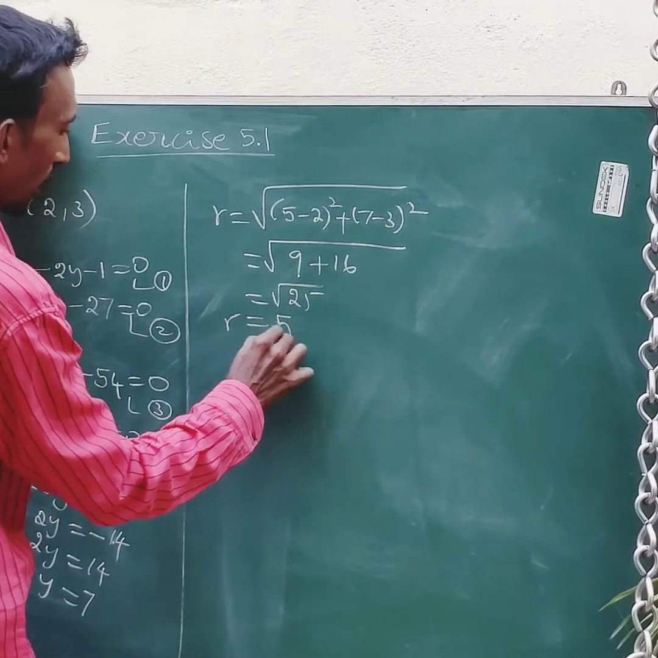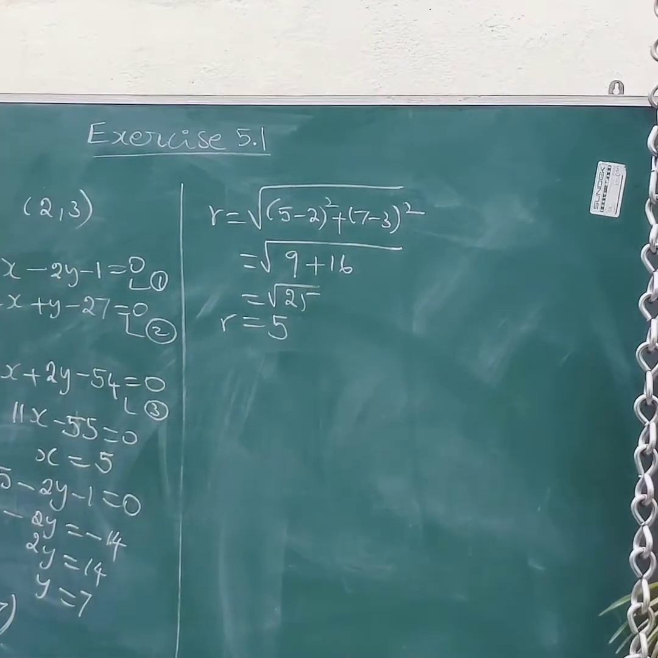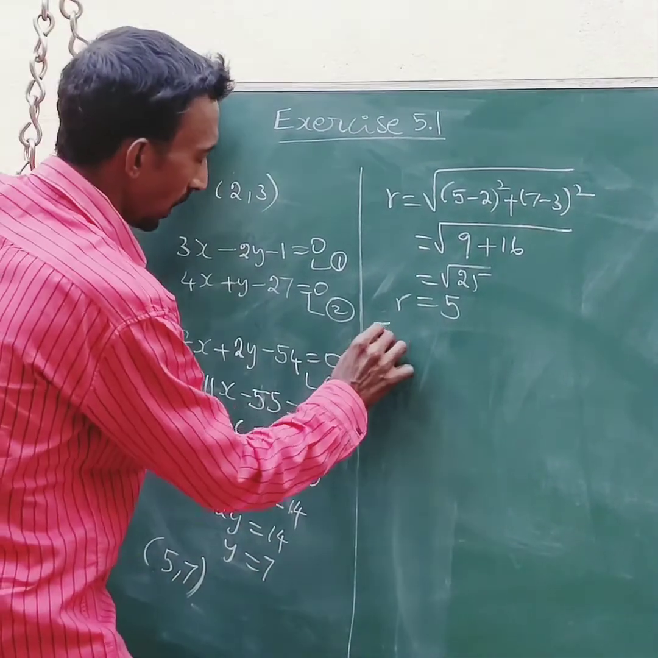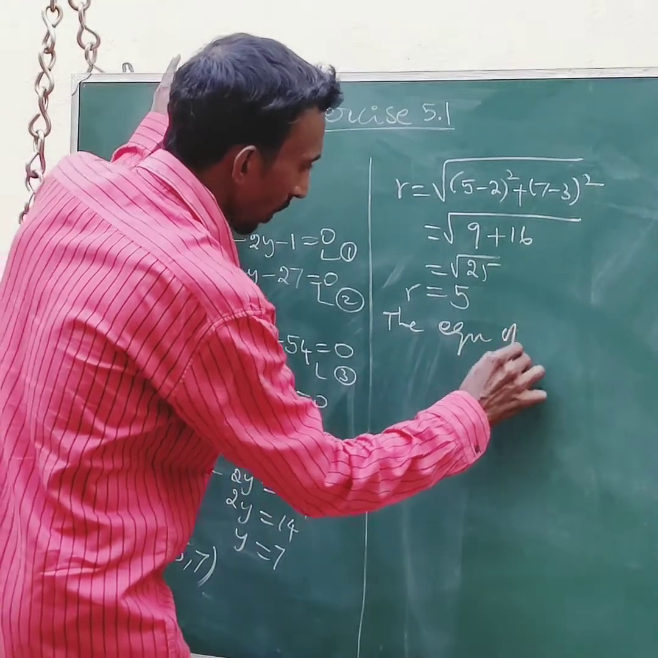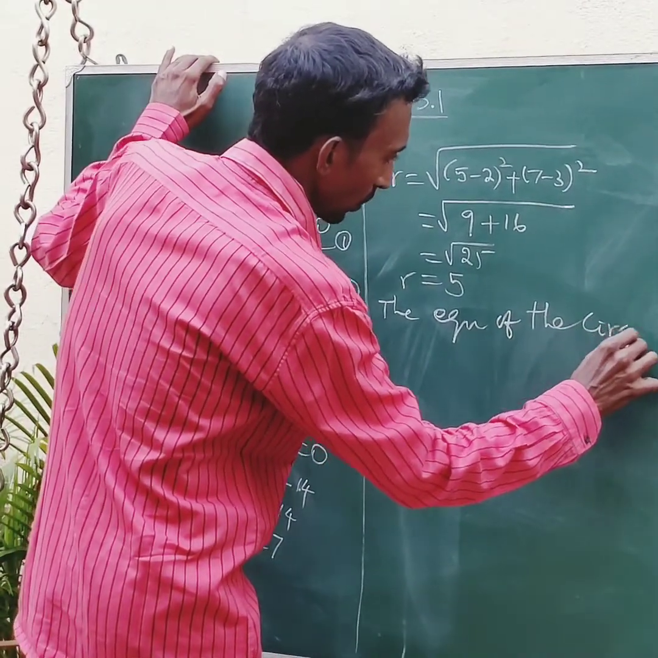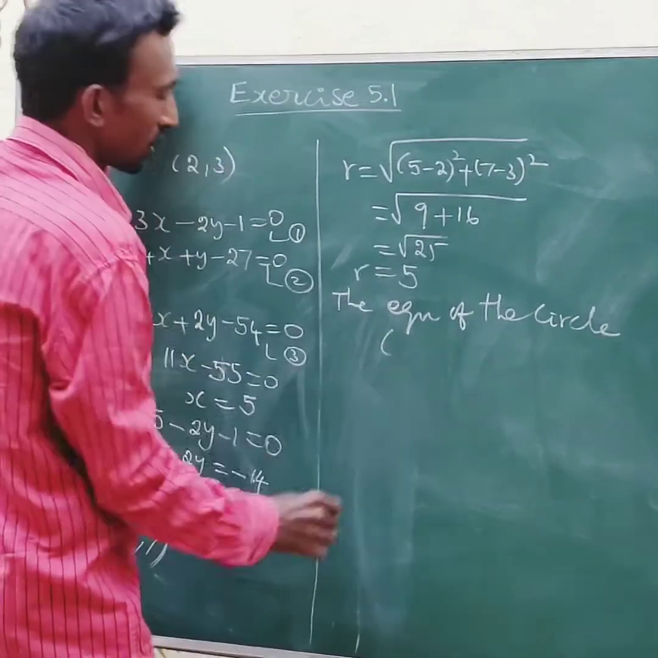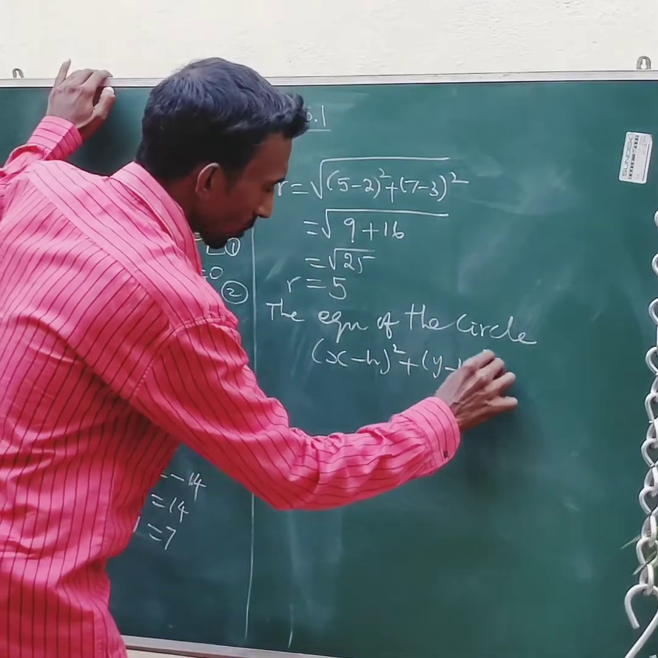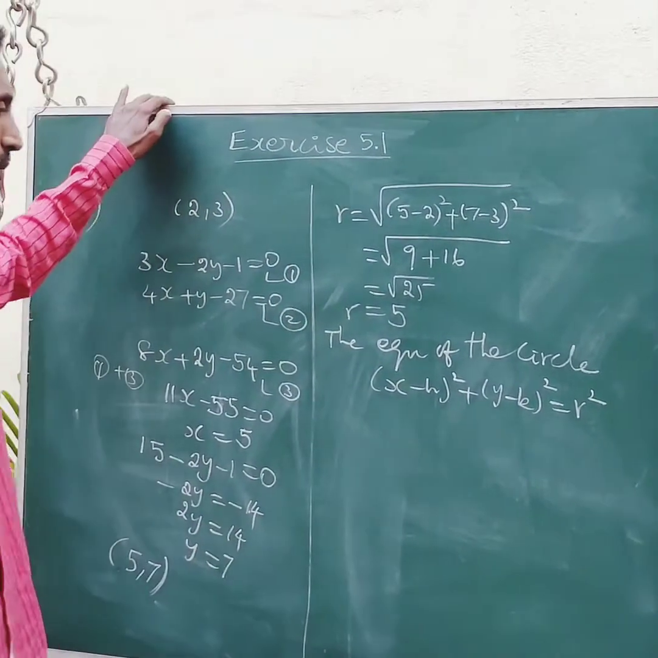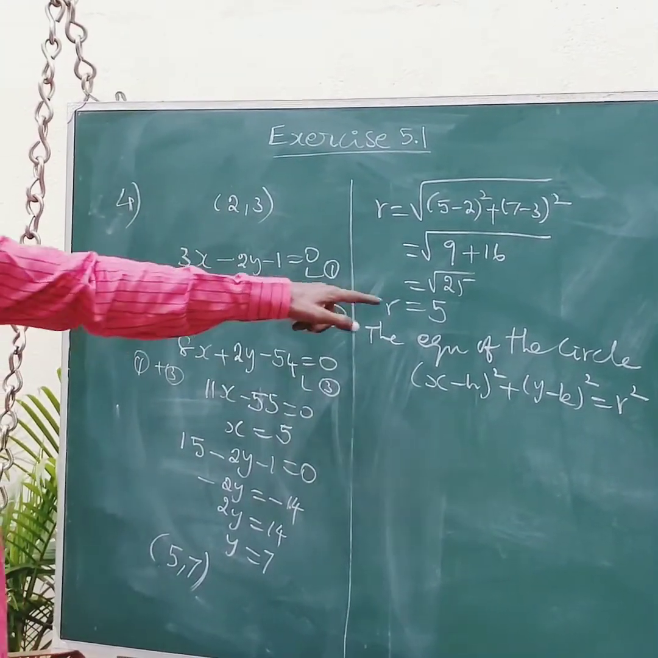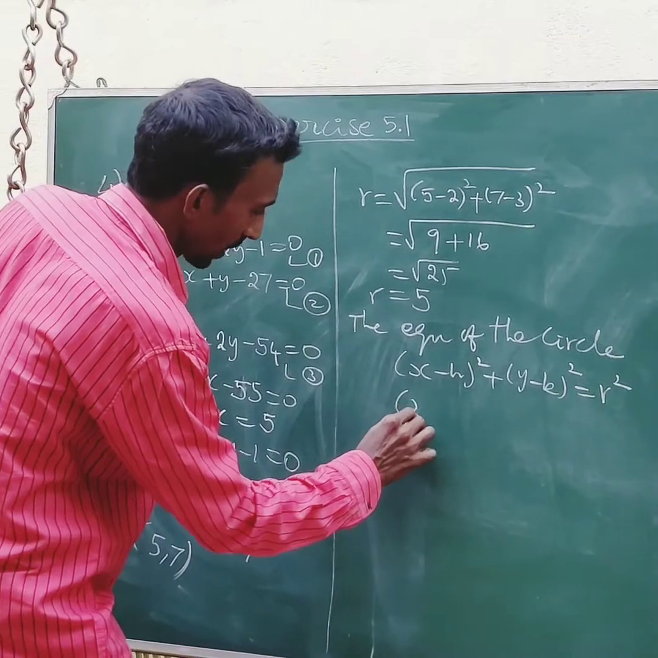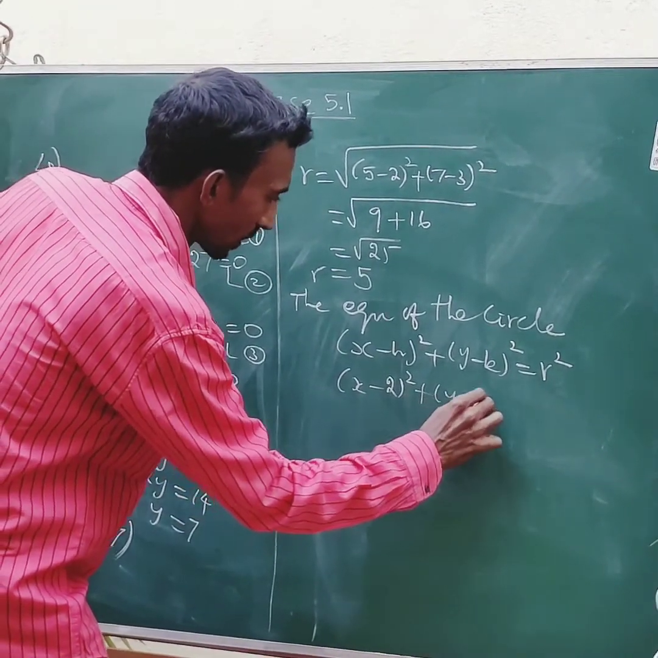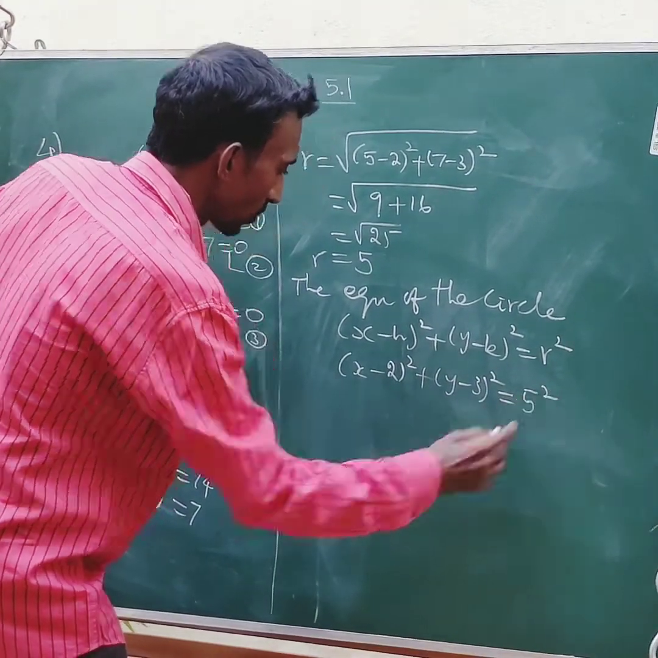Taking the positive square root because it is a radius, r equals 5 and the center is (2, 3). Again, to get the equation of the circle, use the formula (x minus h) the whole square plus (y minus k) the whole square equals r square. (h, k) is nothing but (2, 3) and r is 5. So replace here: (x minus 2) the whole square plus (y minus 3) the whole square equals 5 square.